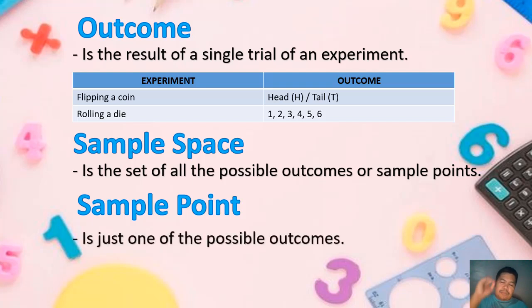Now, sir, ano naman yung sample point? Sample point is just one of the possible outcomes. So, for example, when you flip a coin, meron tayong sample space na dalawa. Sir, ano yung sample point doon? Pwede siyang head. Isa lang doon sa dalawa. Sir, paano pag rolling a die? 1, 2, 3, 4, 5, 6. Mamili ka lang doon ng isa. Yun po yung sample point na sinasabi doon. You are pointing one possible outcome only.